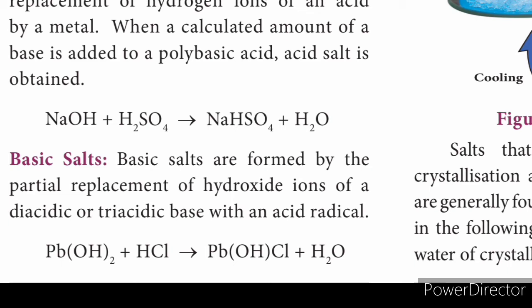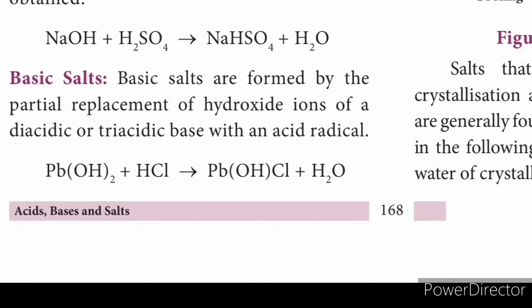Then what are basic salts? Basic salts are formed by the partial replacement of hydroxide ions, that is OH ions, of a diacidic or triacidic base. Diacidic means you will have 2 in the suffix, whereas triacidic means you will have 3 in the suffix, with an acid radical. So Pb(OH)2, lead hydroxide, plus HCl gives lead hydroxychloride plus water. Okay, these are the basic salts.